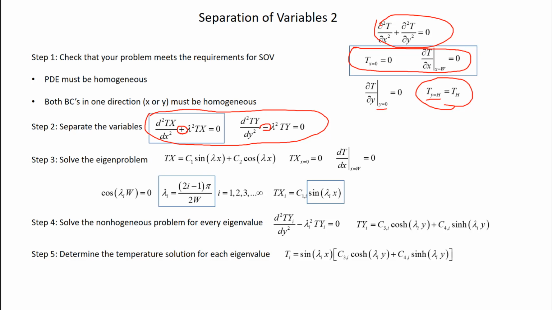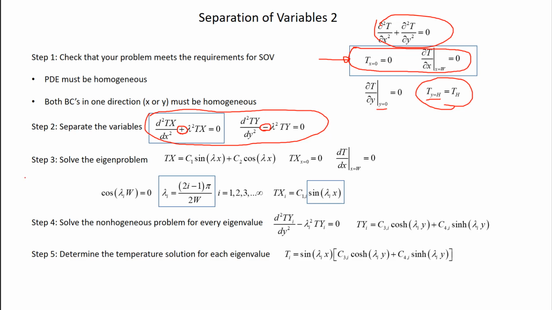We didn't make this choice arbitrarily. It was important that we choose the positive sign for the ODE that corresponded to our homogeneous direction. So x is our homogeneous direction. That means Tx has to have our positive sign. That's going to form our eigenproblem. We'll get from that eigenfunctions and eigenvalues. And we'll see today why that's really important, because those eigenfunctions have characteristics that are going to be critical in terms of us being able to actually solve the problem.